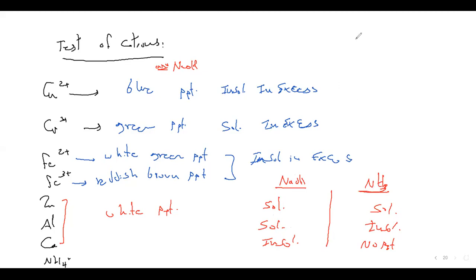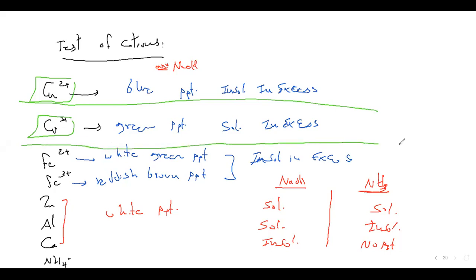test for cations: we have copper, which gives the blue precipitate with aqueous sodium hydroxide, insoluble in excess. Chromium, green precipitate, which is soluble in excess. Iron 2, white green or dirty green, insoluble in excess. Iron 3, reddish brown, which is insoluble in excess. In case of zinc, aluminium, calcium, white precipitate.